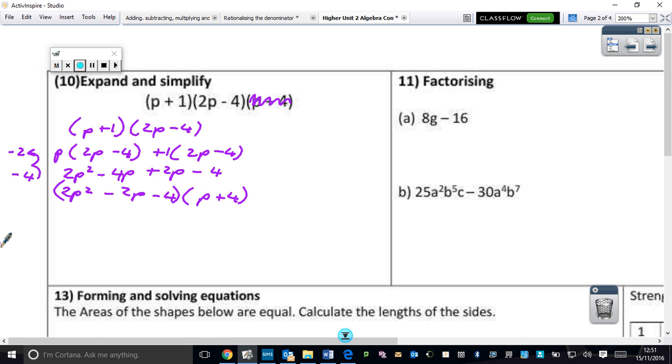Okay, right, I'm going to split this one up. So, 2p squared, and then repeat the last bracket. Minus 2p, repeat the last bracket. Minus 4, repeat the last bracket.